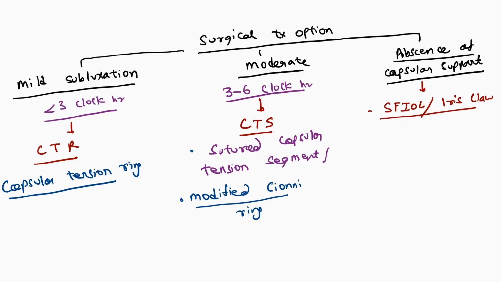Now let's discuss the surgical treatment options. For mild subluxation, less than 3 clock hours, a capsular tension ring, CTR, can be inserted. For moderate subluxation, 3 to 6 clock hours, a capsular tension segment, which is a sutured capsular segment, can be used, and we can also use a modified Cionni ring. For severe subluxation with absence of capsular support, SFIOL or iris claw lens can be used.